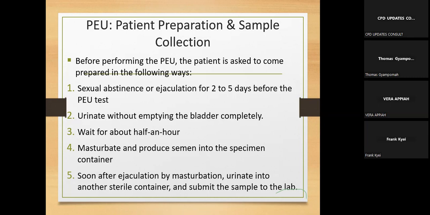Here, our emphasis is to look at retrograde ejaculation, but you are going to prepare the patient as though he's going to do semen analysis, knowing that we want to be sure that he's producing the right volume of semen. So there should be sexual abstinence or ejaculation for 2 to 5 days before the PU test. Now, on the day, the patient should urinate without emptying the bladder completely.